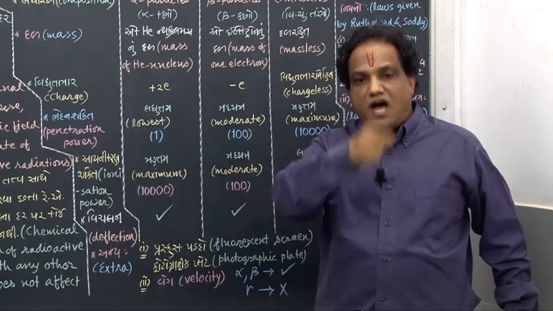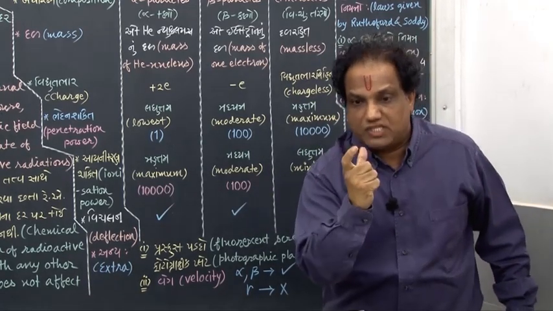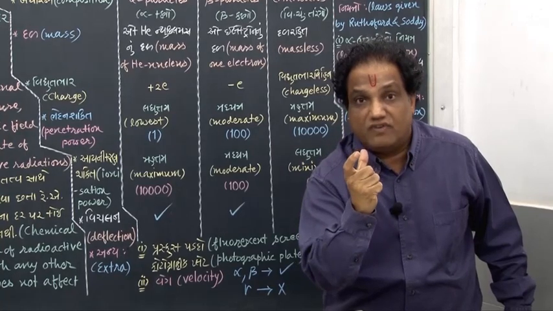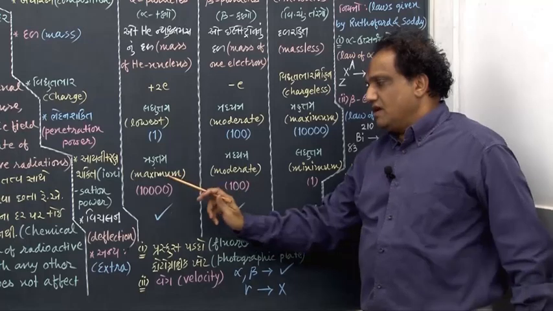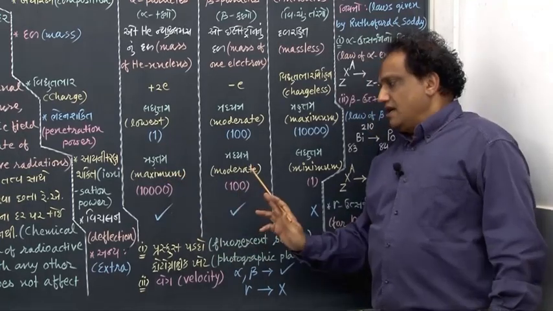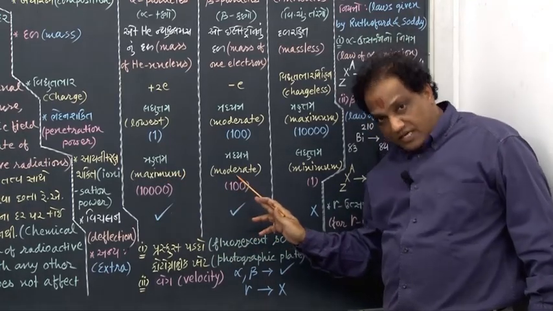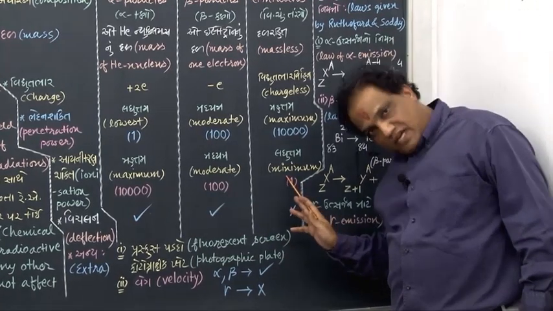Practically we find that alpha radiations produce the maximum positive ions in the unit length of a given medium. That's why their ionization power is maximum, correct? Here it is less than that, so I am writing moderate. Here it is minimum, correct?